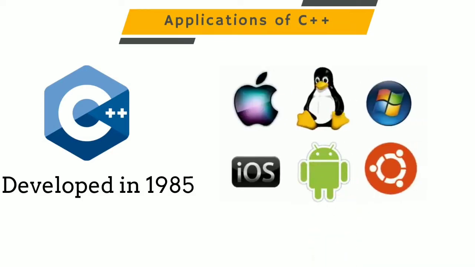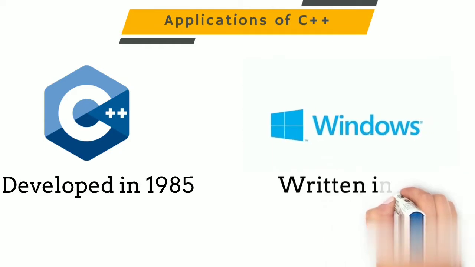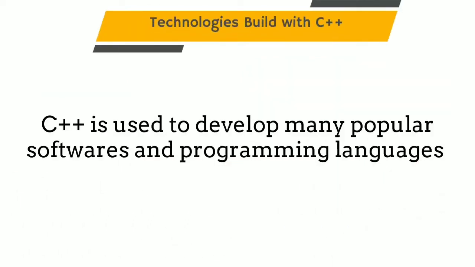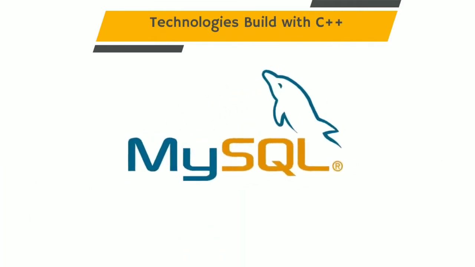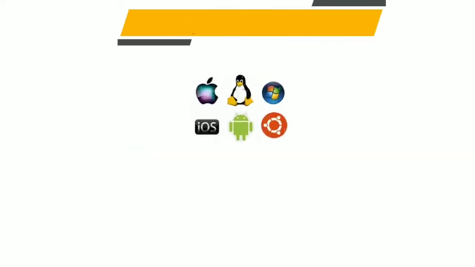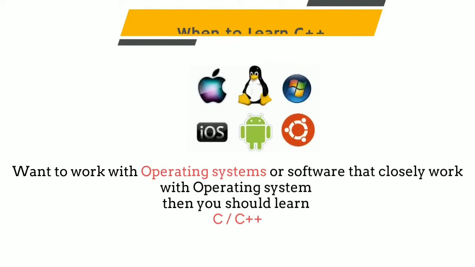In fact, most of the operating systems are written in C or C++. For example, the Windows operating system that we use, either Windows 10 or Windows 11. So, the kernel of Windows is written in C. Moreover, many softwares or programming languages that we use today are written in C++. Example, MySQL, which is the most popular query language, is written in C++. So, if you want to work with operating system concepts, then you should definitely learn C or C++.